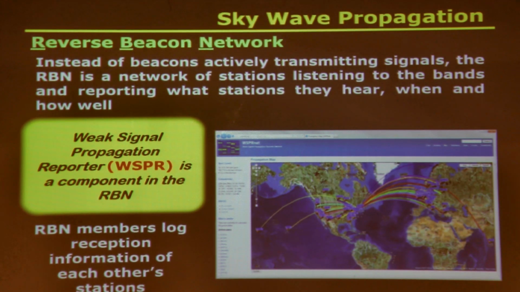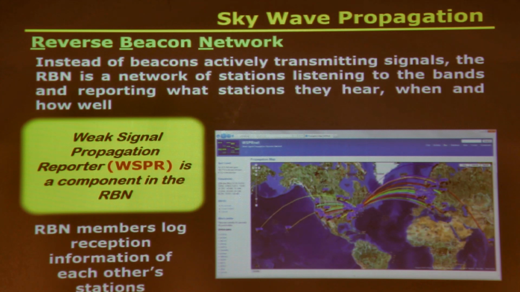Reverse beacon networks log reception information for each other's stations. There are people who agree to participate in this, and this way you don't have to listen. They're doing the listening for you. You can use the reverse beacon network, or you can become part of it by having a Whisper beacon station if you want. And you can see where propagation is good to.